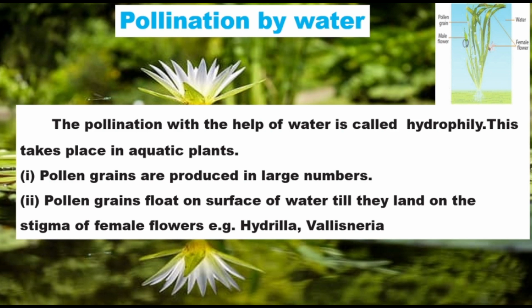For example, Hydrilla and Vallisneria. These are some of the plants pollinated by water. Look at the female flower and the water. The pollen grain floats on the surface of the water, so it will reach the stigma of the flower.